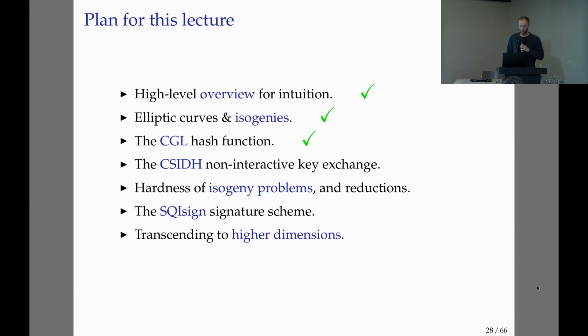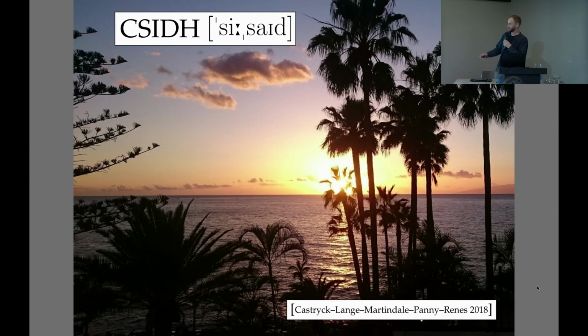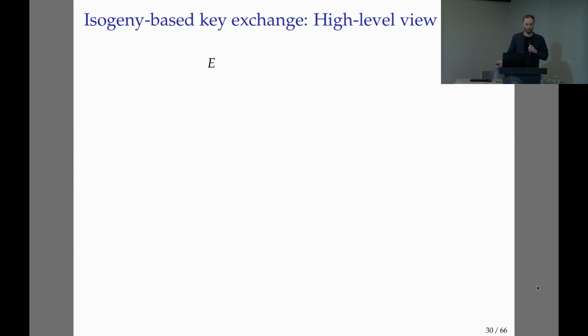And the first example of that is what we call SeaSide. So don't get misled by the spelling here. The pronunciation is SeaSide, not C-S-I-D-H. It was invented or started at a research retreat in Tenerife, which is where this picture was taken, by a group of people, including myself, and Wouter Castryck, Tanja Lange, Chloe Martindale, and Joost Renes. What it does is, it's essentially a version of Diffie-Hellman that works in a post-quantum setting.